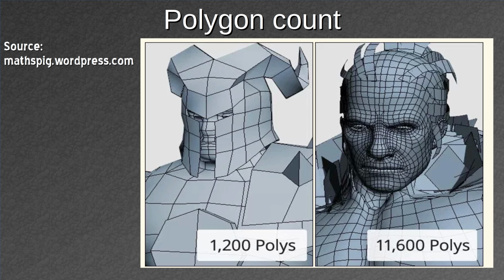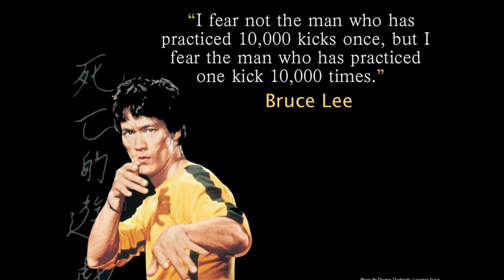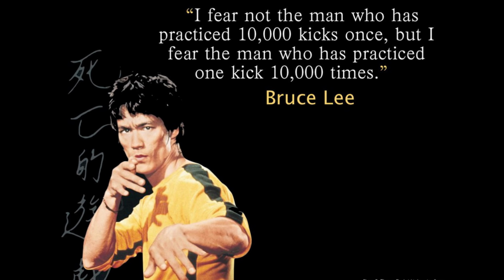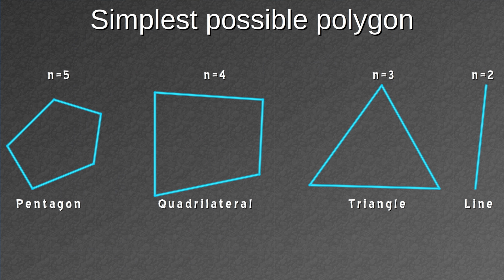For this reason it is important that they are as simple as possible. Follow the Unix principle. Do one thing and do it really well. Or in Bruce Lee's words, fear not the man who has practiced 10,000 kicks once. Fear the man who has practiced one kick 10,000 times. One way to reduce the complexity is to reduce the number of corners in the polygon. The simplest possible polygon is the triangle. It has just 3 corners.